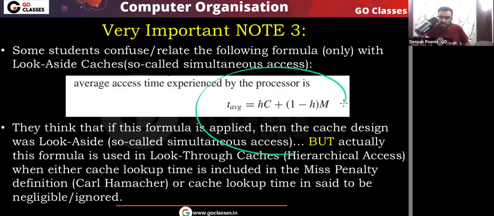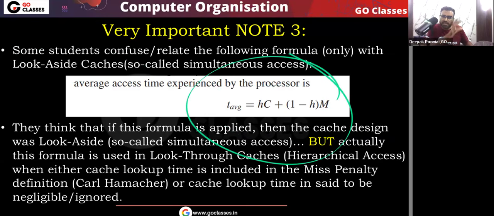So please understand that this formula does not imply look aside cases. Yes, for look aside cases also we have this formula, but this formula we also have for hierarchical access, or I can say for the average memory access time in the memory hierarchy for look through design. Okay, is this clear? So you can read this.